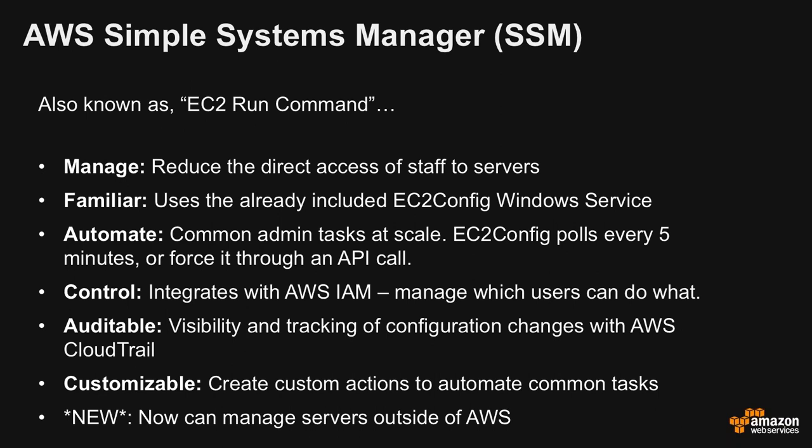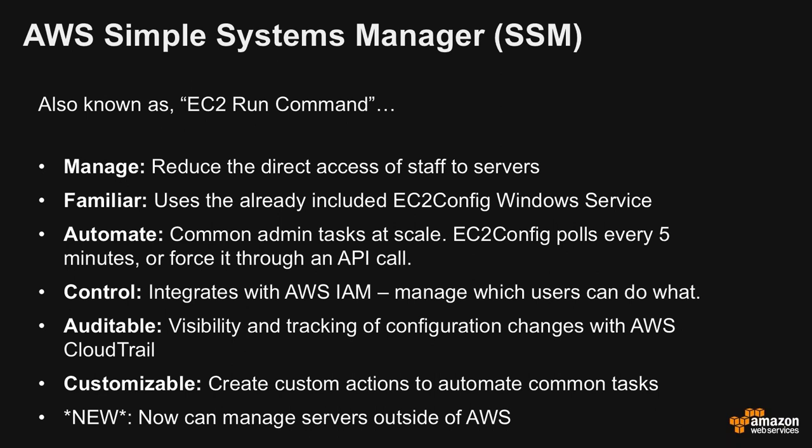It's a very familiar type of service. It uses the already included EC2Config Windows service. So for those of you who are familiar with that, the change to using EC2 run command is very straightforward. It facilitates automation by enabling common administrative tasks at scale. EC2Config polls every 5 minutes, and it forces calls through the API, which can then trigger EC2 run commands.